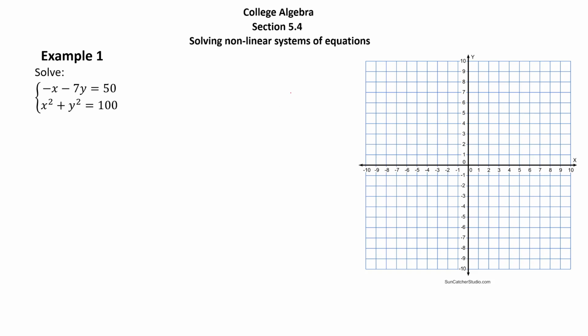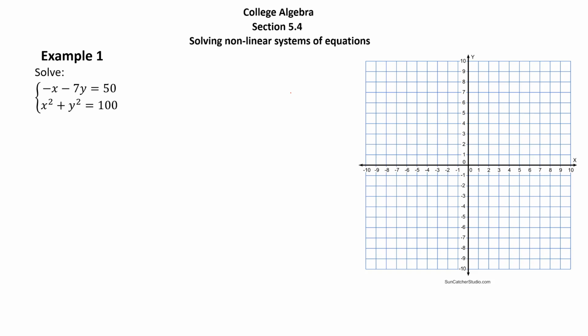So if we solve this, we could get two intersections because the line could go through the circle. We could get one intersection because the line might be tangent to the circle and just touch it. Or we might not get any solutions because the line may not even come anywhere near the circle.